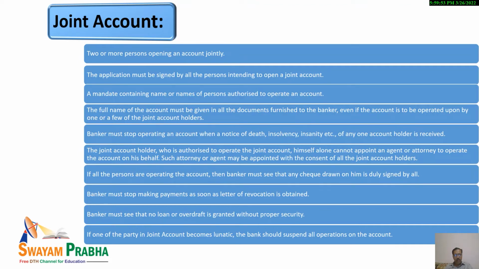And in case some letter of revocation is obtained, then it is the responsibility of the bank to stop making payments. And the bank should also be very much concerned that in case all of them are providing the check, as I have already told you, it must be signed by everyone, every joint holder, every account holder. And banks should also see that no loan or overdraft is granted without proper security.